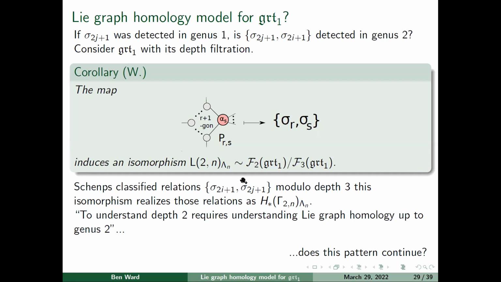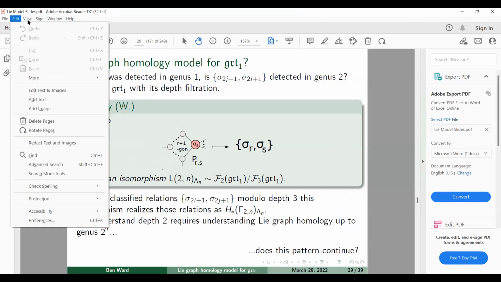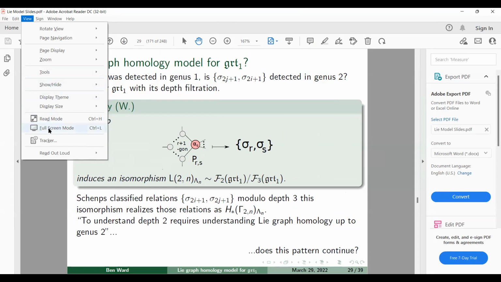And you could ask, does this pattern continue? By which I mean, would genus 3 tell us something about depth 3 and so on? And I don't want to claim that it does. I mean, there's clearly some relation, but I don't maybe have anything more to say about that than this.